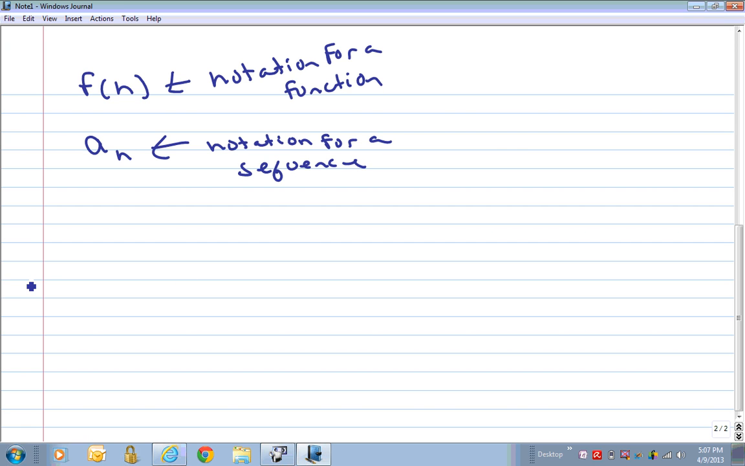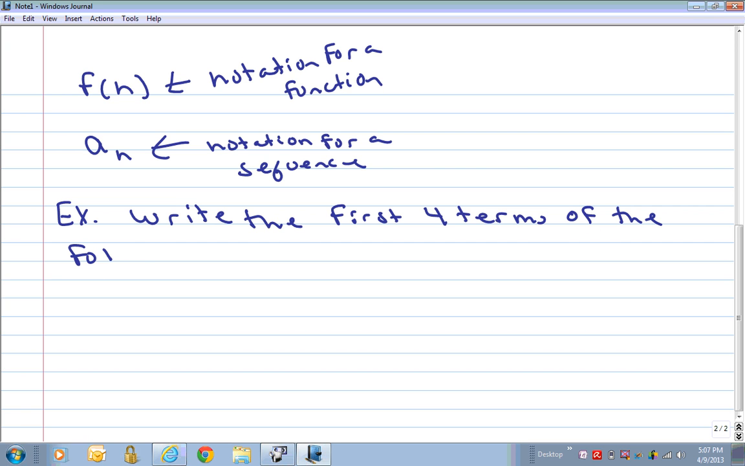All right, so let's take a look at example one. We're going to write the first four terms of the following sequence. Example A is a sub n equals 2n plus 5. Just like in f of x, you could substitute in a value for x, here you substitute n into your formula. This really is the term number. I don't want you to get that confused. This represents the term number.